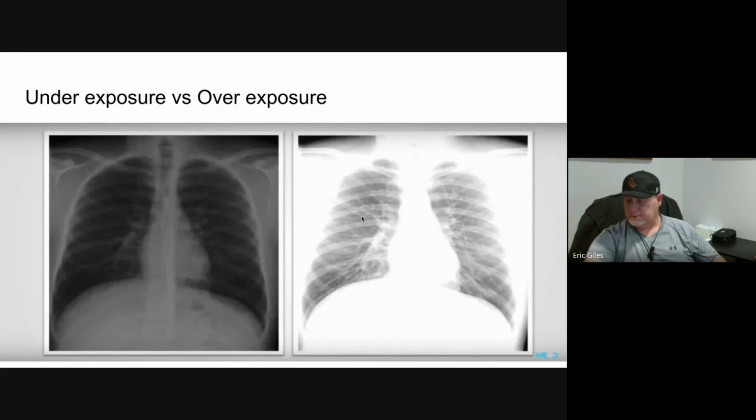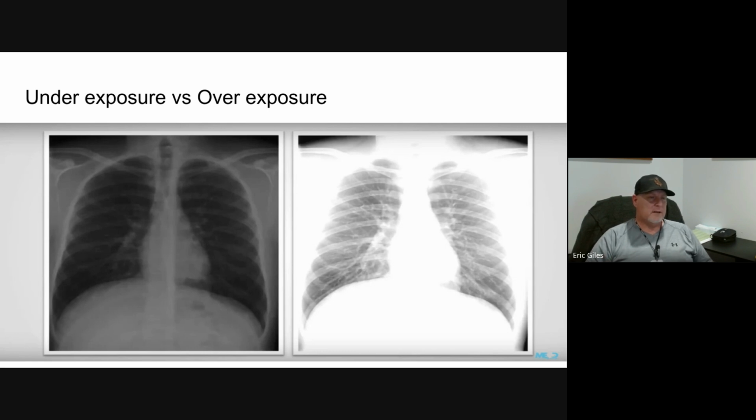Okay, now overexposure versus underexposure. We need to know what we're looking at when that happens. If we take a picture and this one on the left comes up, it's dark, pretty poor recorded detail, and it just looks like there's too much going on there. That's an overexposure. We need to back off on the technical factors there.